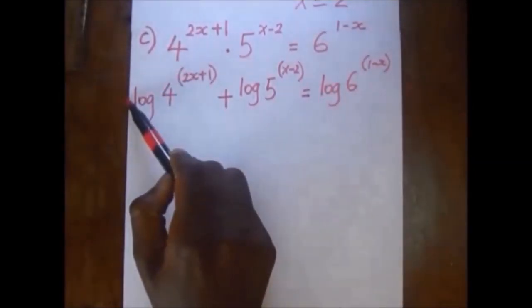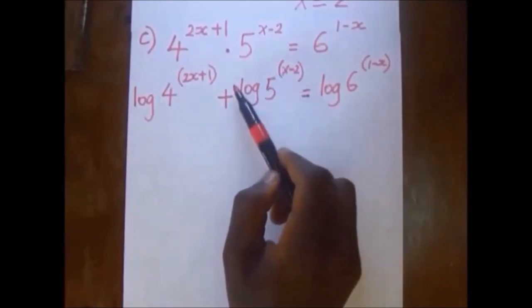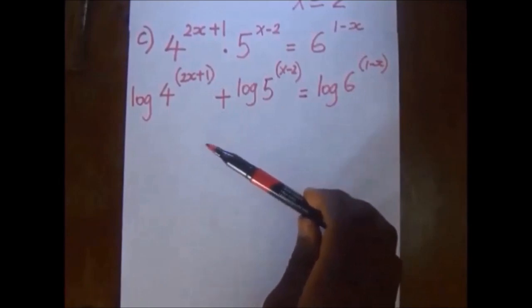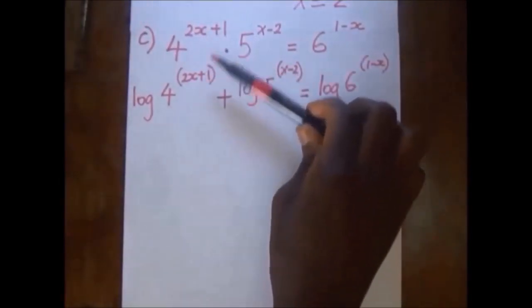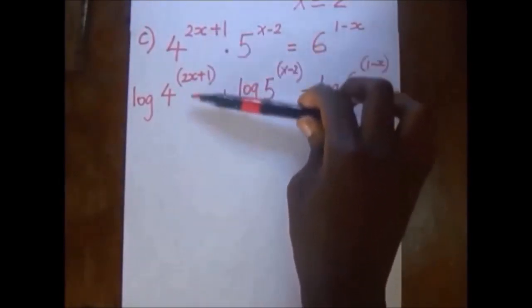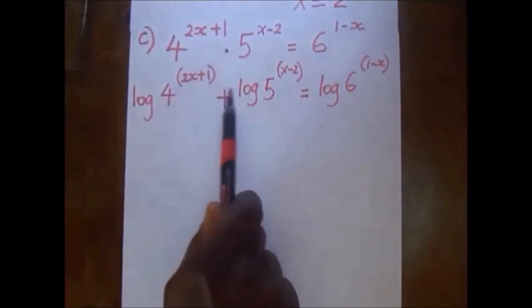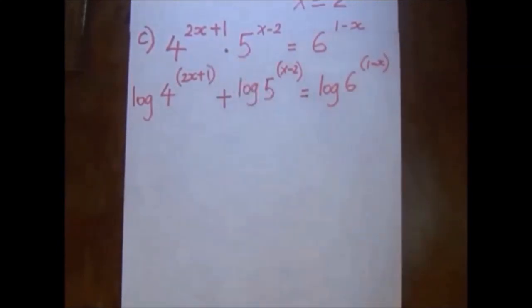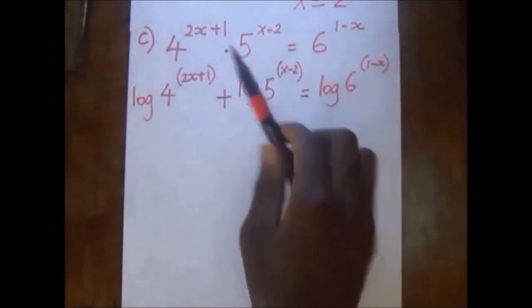So now we remove all these powers. This power comes before this log. This power is transferred to that log. This power is transferred to that log. Remember, for us to shift from here to here, we are manipulating the rules of logarithms, that when you add two logs with the same base, you simply multiply the terms. This term times that term.